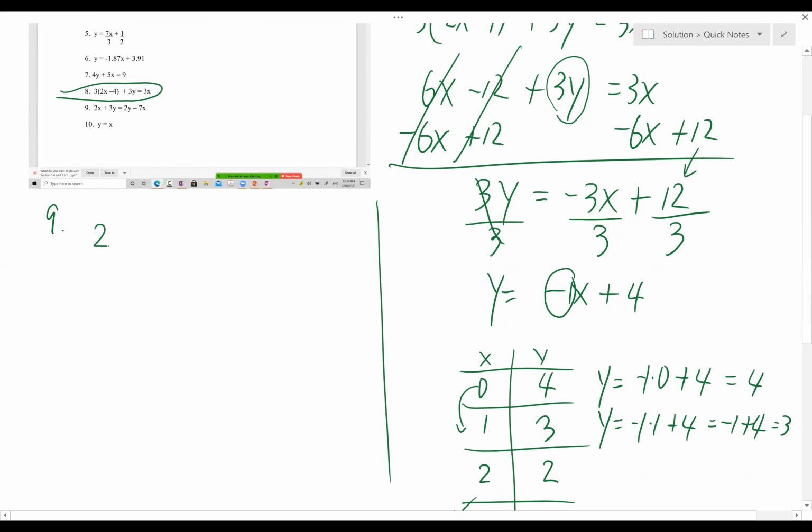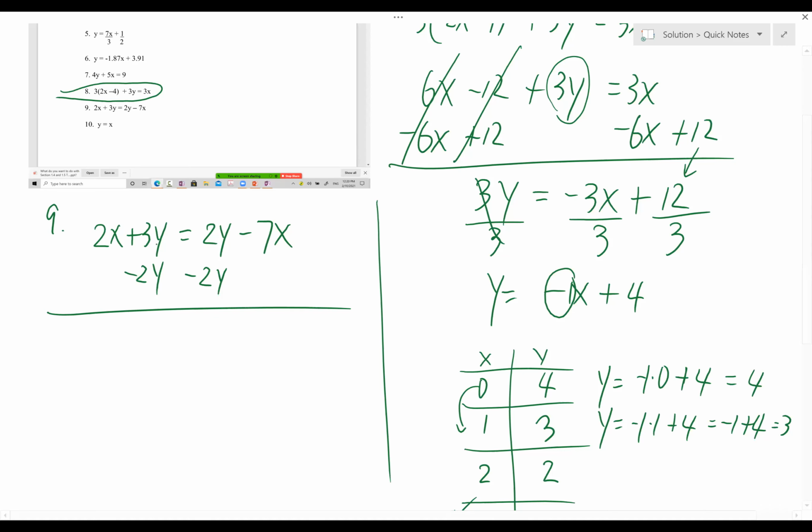we get 2x plus 3y equals 2y minus 7x. So now, first of all, we want to combine all the variable terms with respect to y. So we subtract 2y from both sides of the equation. And the reason I move 2y is because 2 is smaller than 3, so we will avoid the negative coefficient by doing that.